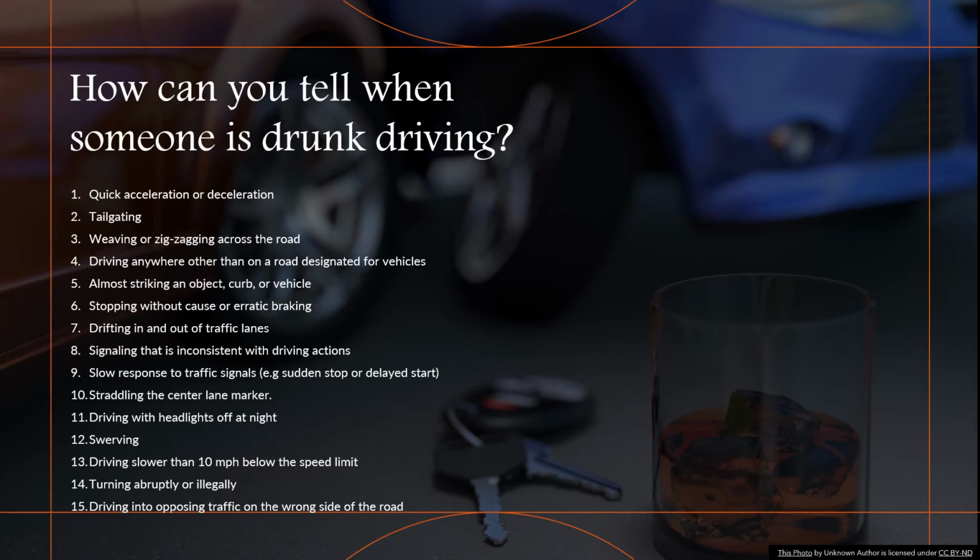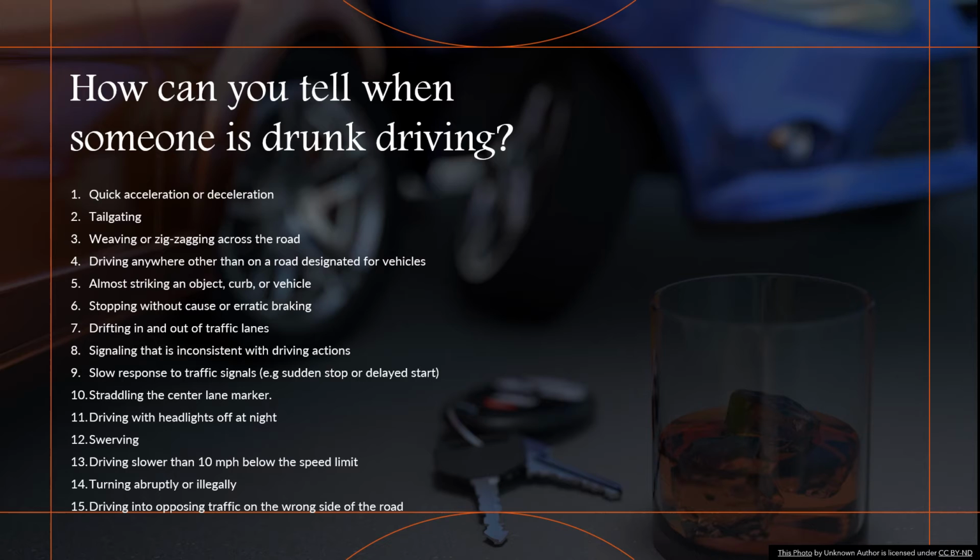Drifting in and out of traffic lanes. Their signaling is inconsistent with driving actions. They have slow response to traffic signals, for example a sudden stop or delayed start. What that means is they can stop at a stoplight, the green light goes on, and they still stay there because they're not aware of what's going on, or they can stop suddenly where there's no stop sign. Okay, they stay in the middle of the lane.